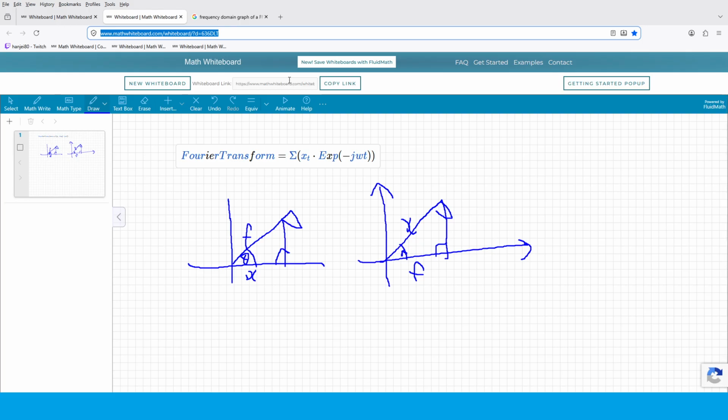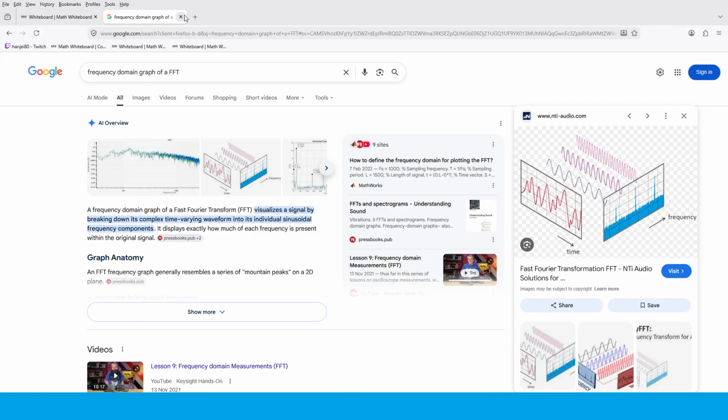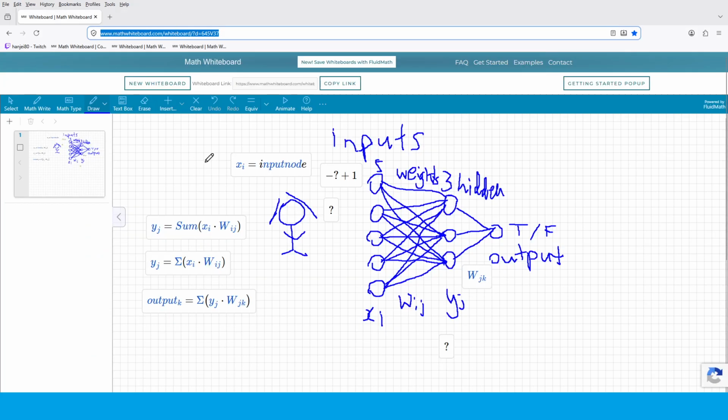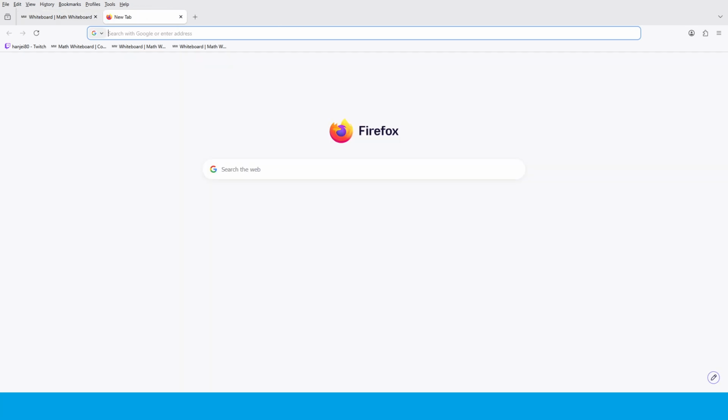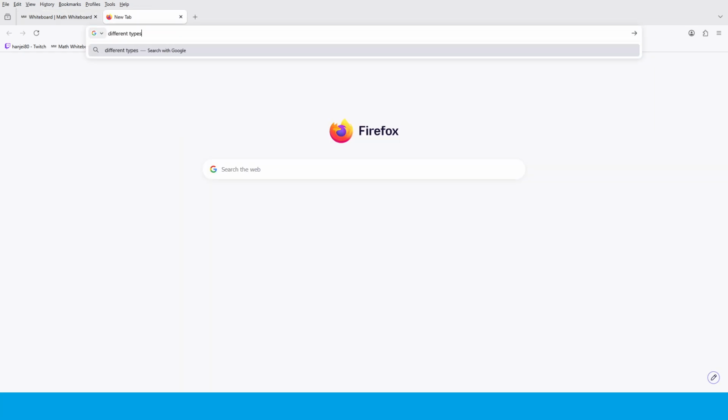So basically, these are what you would call transforms, right? So these neural networks are doing a transform of some kind, right? So you'll have different types of transforms. So different types of mathematical transforms.